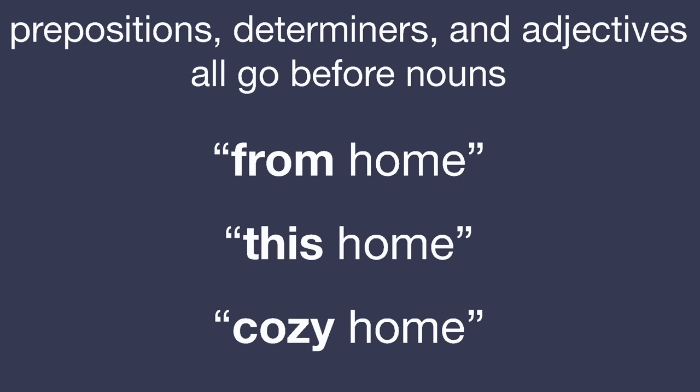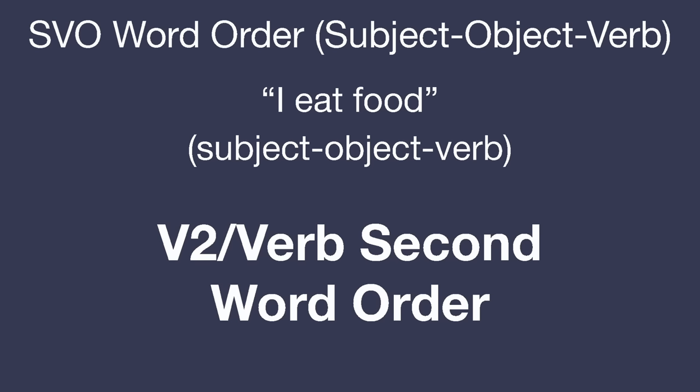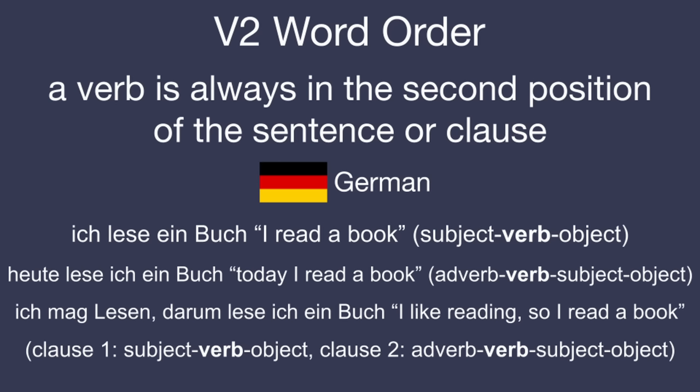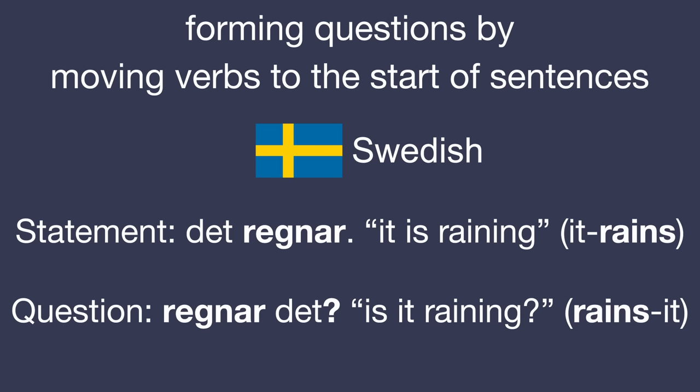In Germanic languages, prepositions, adjectives, and determiners all go before nouns, and the word order is generally SVO, but most of these languages have V2, or verb second, word order. Essentially, the verb phrase is always in the second position of a sentence or clause, so if there's an adverbial phrase at the beginning, the verb stays where it is, and the subject moves after the verb. There's also VF, or verb final, word order, where the main verb of the sentence goes towards the end when an auxiliary verb is present. The verb is also usually moved to the start of the sentence for questions in Germanic languages.